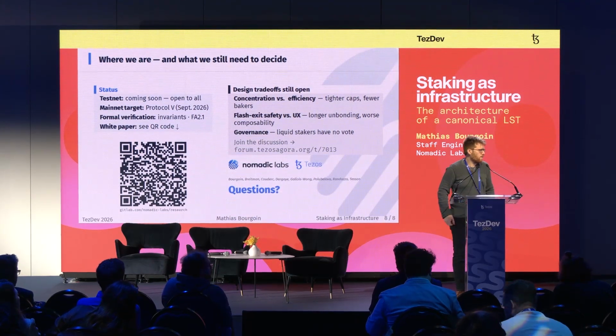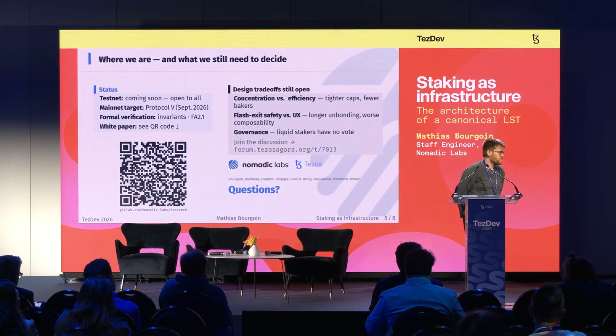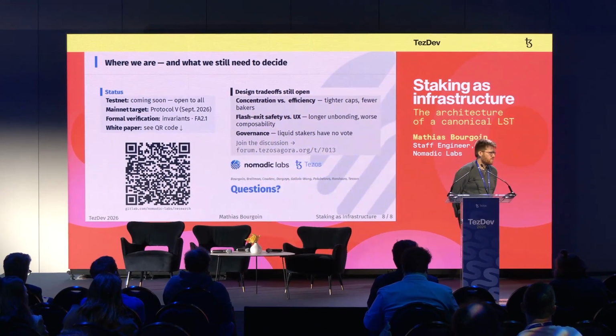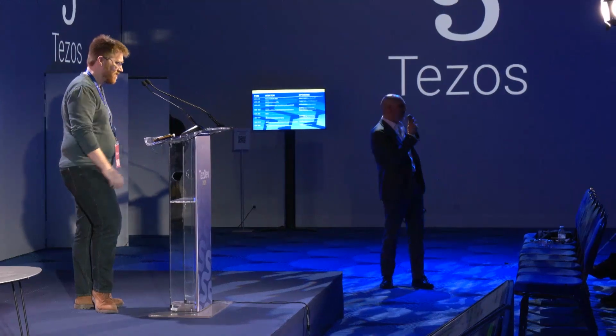I do have a question, so I'll kick off the Q&A. Do you think that every major chain will eventually need a protocol-level liquid staking token? I think if they want neutrality, they should. Okay. Any other questions from the audience?